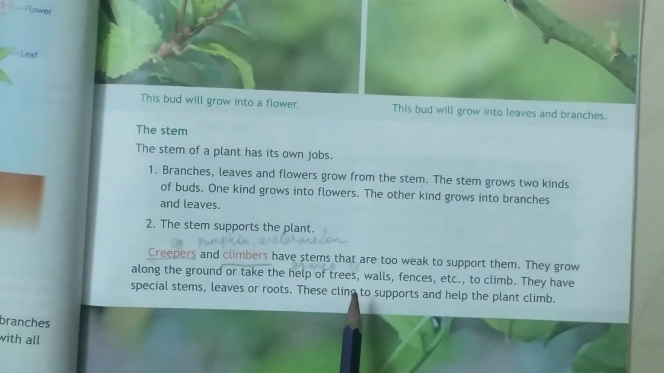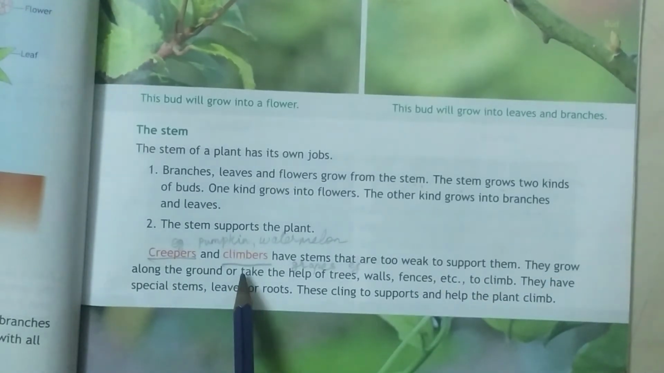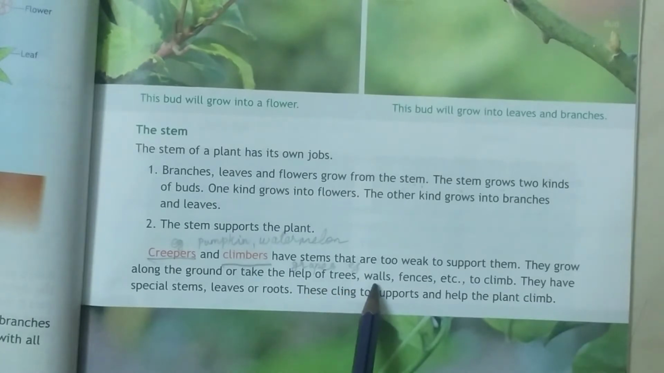Okay, it has a very weak stem. Creepers and climbers do not have a strong stem. It has a very weak stem, so it cannot support the plant. It cannot stand. Okay, they grow along the ground or take the help of trees or walls or fences, etc. Plants need support, but these creepers and climbers do not have a strong stem.